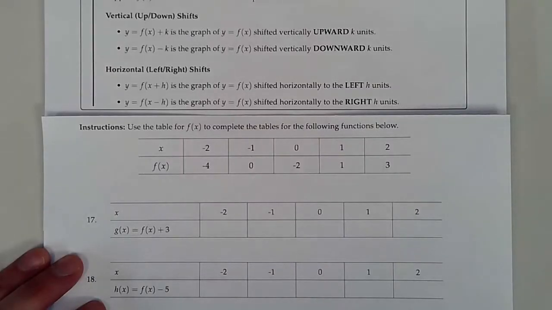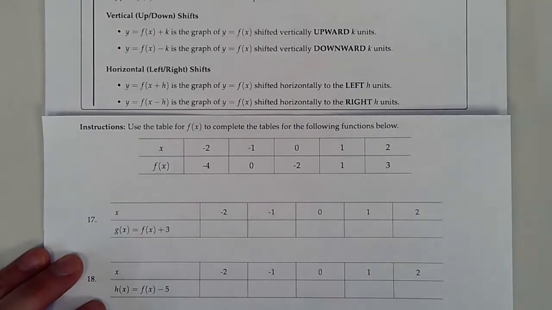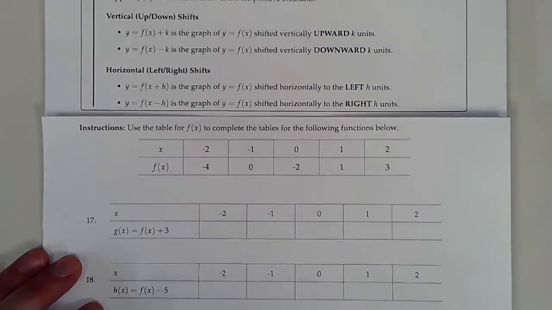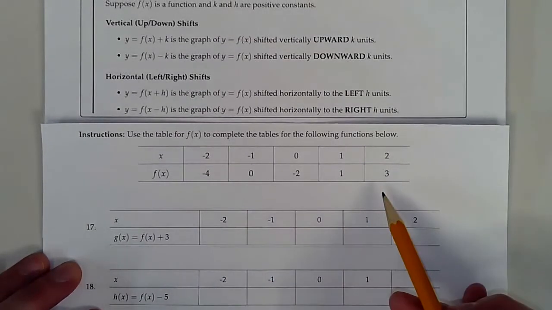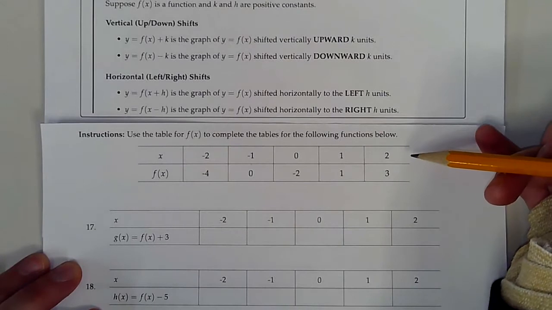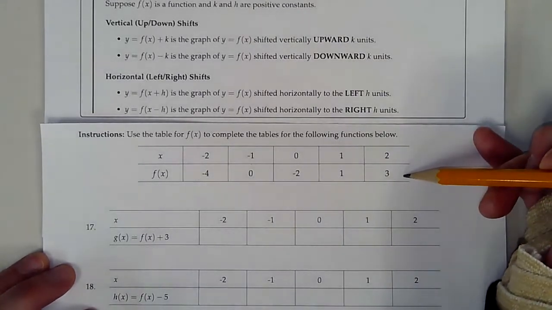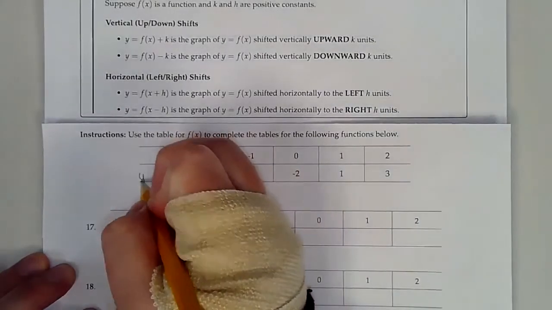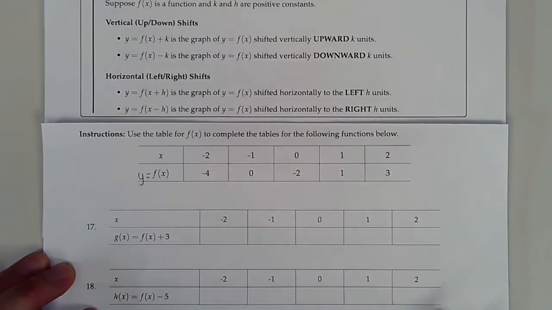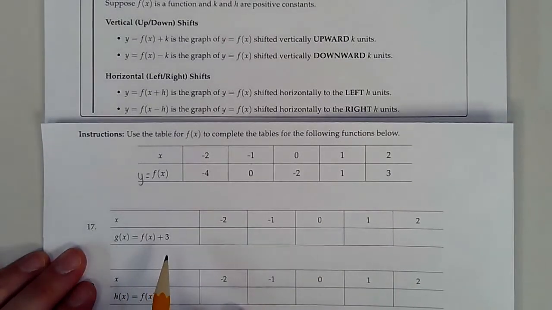Now that we've looked at how a graph transformation changes a single point, let's look at how that graph transformation changes a whole table of points. So we have a set of 5 x values that are paired with their corresponding y values for this function f of x. Okay, so we'll call those our y's. Number 17, we're looking for g of x is equal to f of x plus 3.